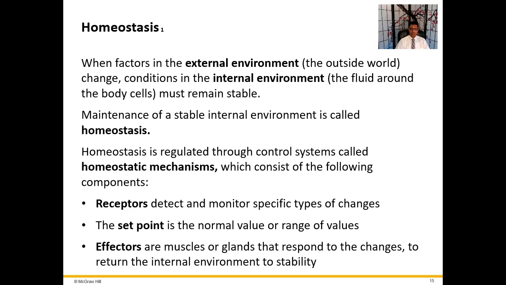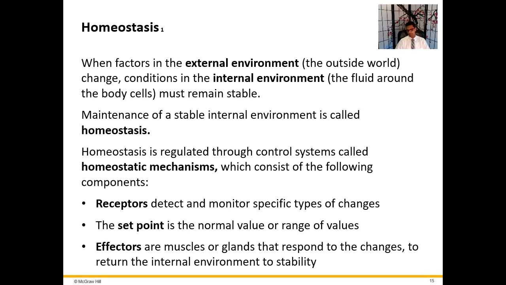Homeostasis is regulated through control systems called homeostatic mechanisms, which consist of the following components. You have receptors, which detect and monitor specific types of changes. The set point is the normal value or range of values. And then you have effectors, or muscles or glands, that respond and then return the internal environment to stability.